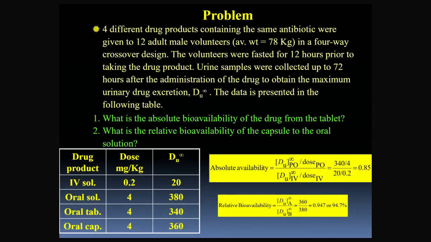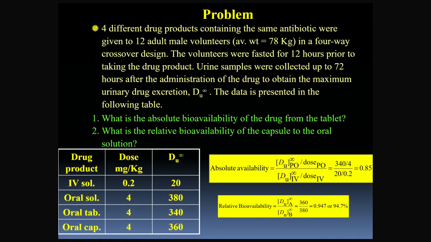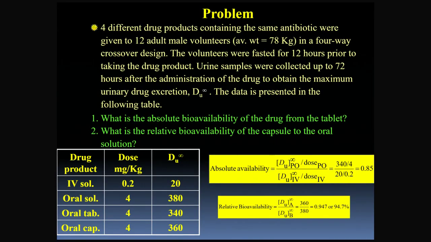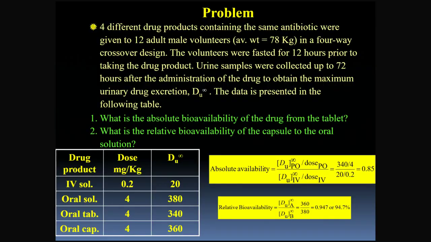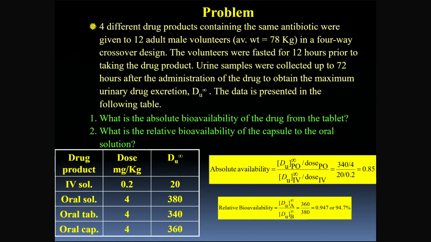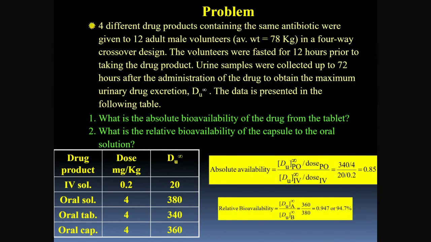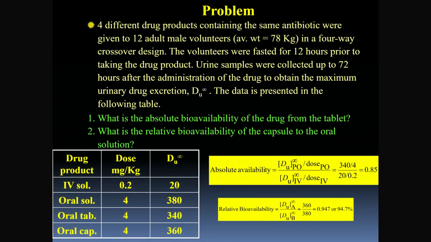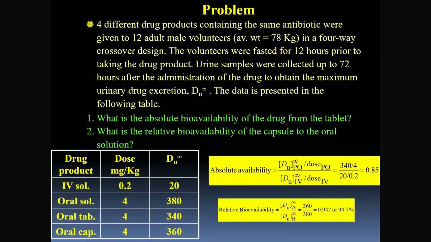To determine the absolute bioavailability of the tablet, you must divide its dose-normalized urinary recovery, 340 over 4, by the IV reference's dose-normalized recovery, 20 over 0.2, resulting in a fractional value of 0.85. When calculating the relative bioavailability of the capsule versus the oral solution, we simply divide their urinary excretion values at infinity, 360 by 380, to find a comparative efficiency of 94.7%.